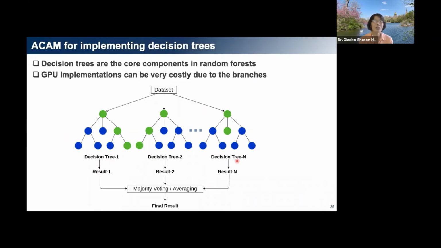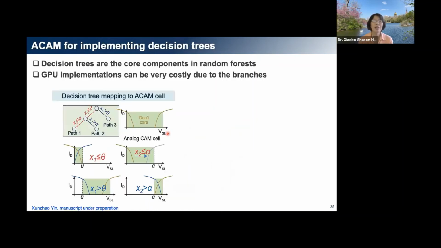Now, I just showed you what a decision tree is. Immediately, if you're familiar with GPUs, you know that implementing these decision trees on GPUs is very expensive because all of these are branches, so they can cost lots of data transfer. Now, it turned out that we can actually use ACAMs to implement these decision trees very efficiently.